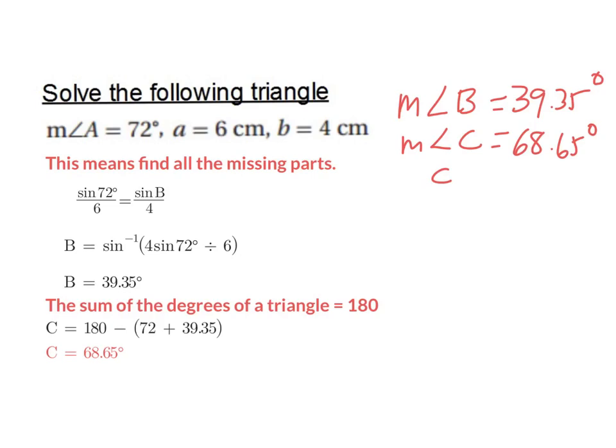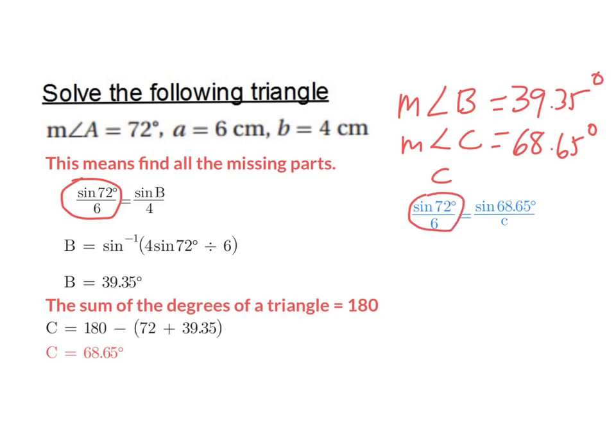Now, the last thing that I need to find is side C. So now we go back to doing what we did for the quiz. Sine 72 over 6 equals sine 68.65 over C. Sine, yes, sine. You're very funny.